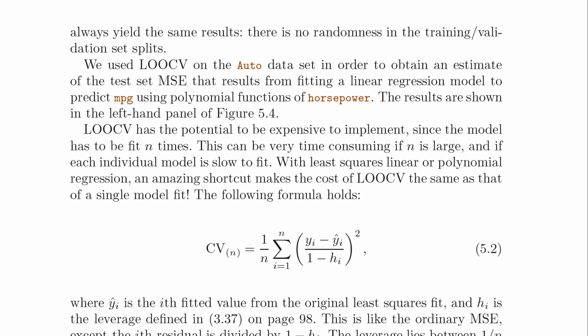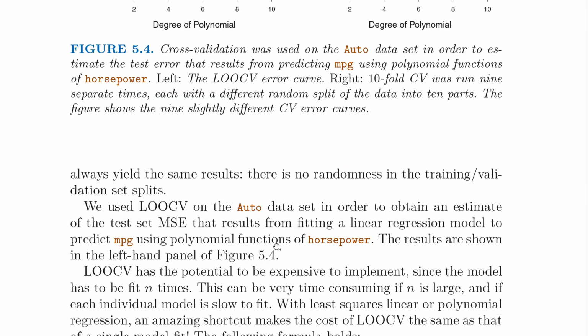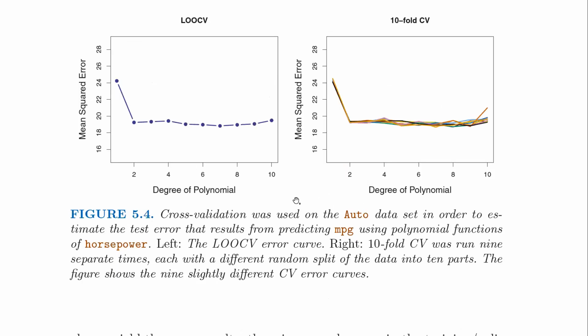We use leave one out on the Auto dataset in order to obtain an estimate of the test MSE that results from fitting a linear regression model to predict miles per gallon using polynomial functions of horsepower. The results are shown in the left-hand panel, figure 5.4.